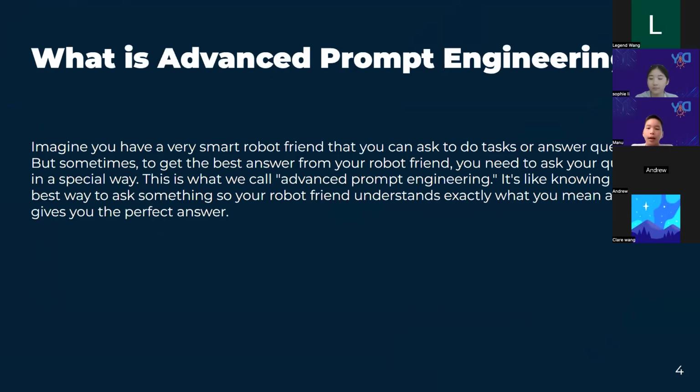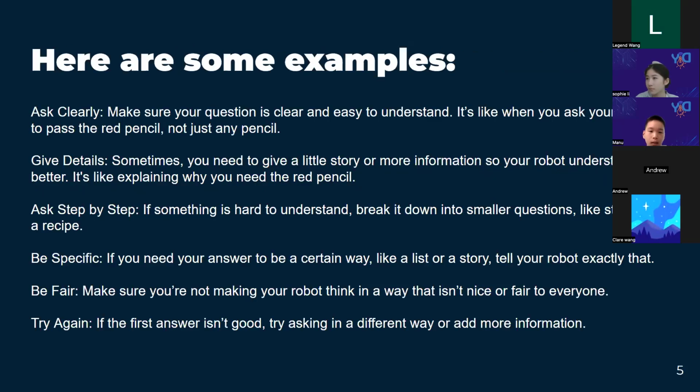So, what is advanced prompt engineering, since we're talking about it today? Basically, imagine that you have a very, very smart robot friend that you can ask to do tasks or answer questions. But sometimes, to get the best answer from your robot friend, you need to ask your question in a special way. This is what we call advanced prompt engineering. It's like knowing the best way to ask something so your robot friend understands exactly what you mean and gives you a perfect answer. So here are some examples of advanced prompt engineering.